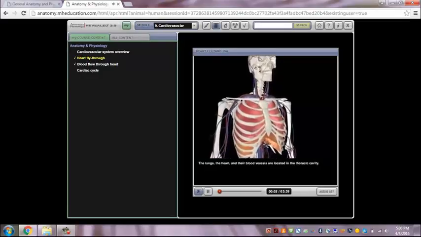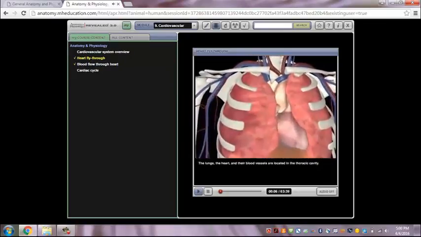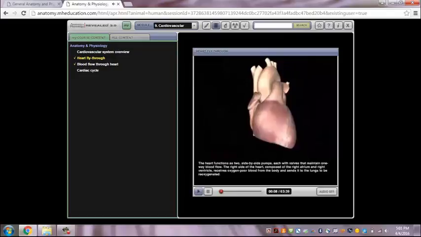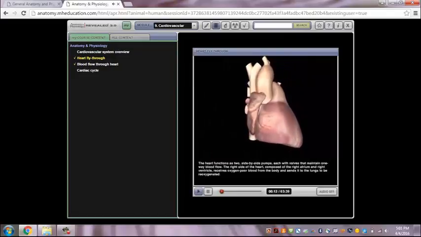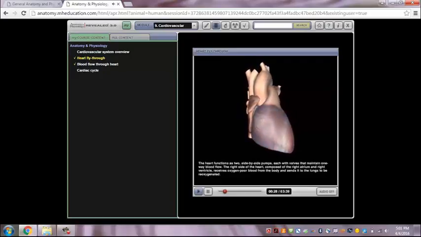The lungs, the heart, and their blood vessels are located in the thoracic cavity. The heart functions as two side-by-side pumps, each with valves that maintain one-way blood flow. The right side of the heart, composed of the right atrium and right ventricle, receives oxygen-poor blood from the body and sends it to the lungs to be reoxygenated.